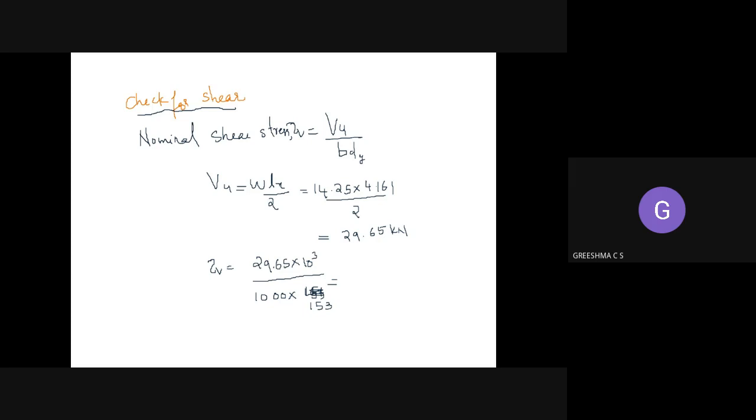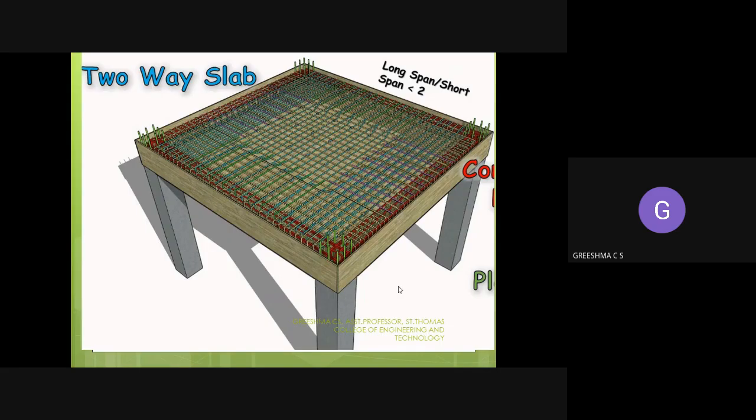So how much is the answer? Tell me. How much are you getting? Fast. Very easy. That's our shear stress. How much are you getting? You'll get 0.194. Okay, so 0.194 Newton per mm square. Okay. Next step, check it with the IS code. Let's see what the IS code gives.